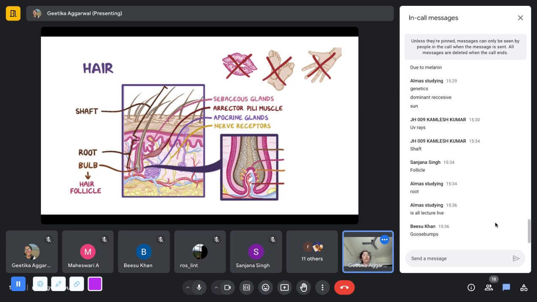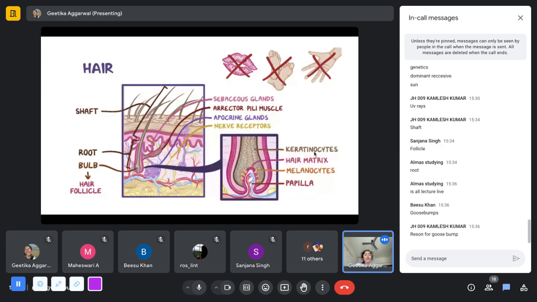Goosebumps, correct. So the arrector pili muscles lead to goosebumps. Moving on, we have keratinocytes present on the inner layer of the hair, and we have the hair matrix here, and then we have melanocytes as well, which give the hair its color. If we have more melanocytes, we'll have darker pigmented hair. And then there is this papilla, where we have the arteries, the blood flow in this area.